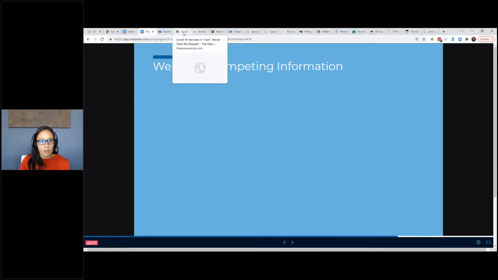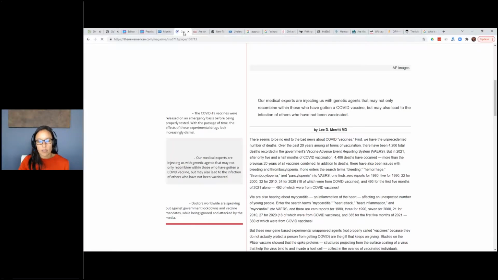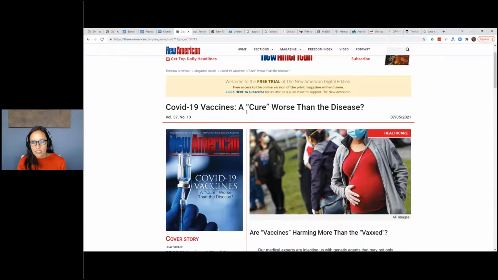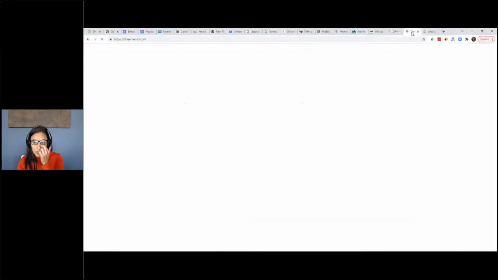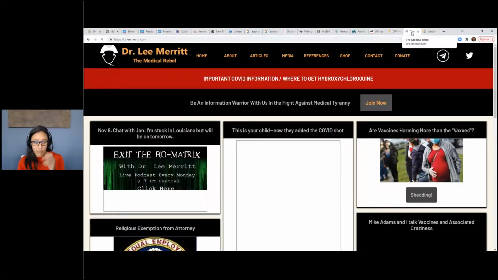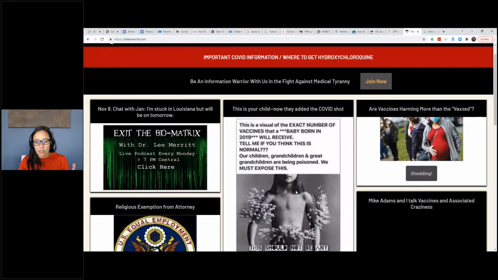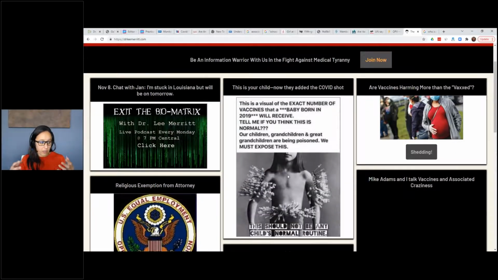Okay, so if I'm gonna pull up another example of misinformation, right? If you look at this one, COVID vaccines, a cure worse than the disease. Where did I link to this from? I linked to this from something called the Medical Rebel, Dr. Lee Merritt, right? Now, you and I might look at this information and think, this has a bunch of different red flags, like this scary picture of children getting vaccinated. This seems to be an extremely straightforward anti-vax kind of website.